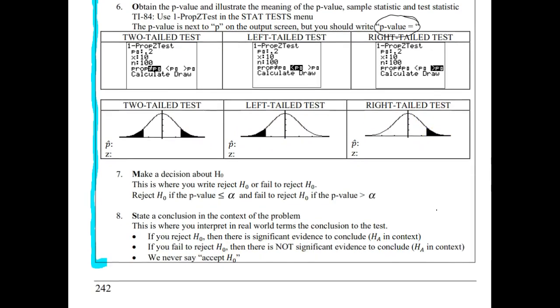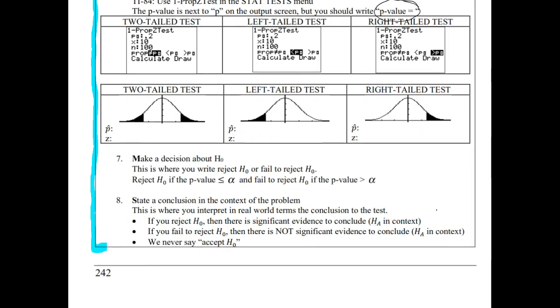And then finally at the end here, step 7, we get to make a decision about H0, and that just depends on, again, taking this tail probability, the p-value, and comparing that value to alpha. And again, it's either going to be less than or equal to alpha, in which case we reject the null hypothesis, or it's not, in which case we fail to reject. And then we finally state a conclusion back in the context of the problem.